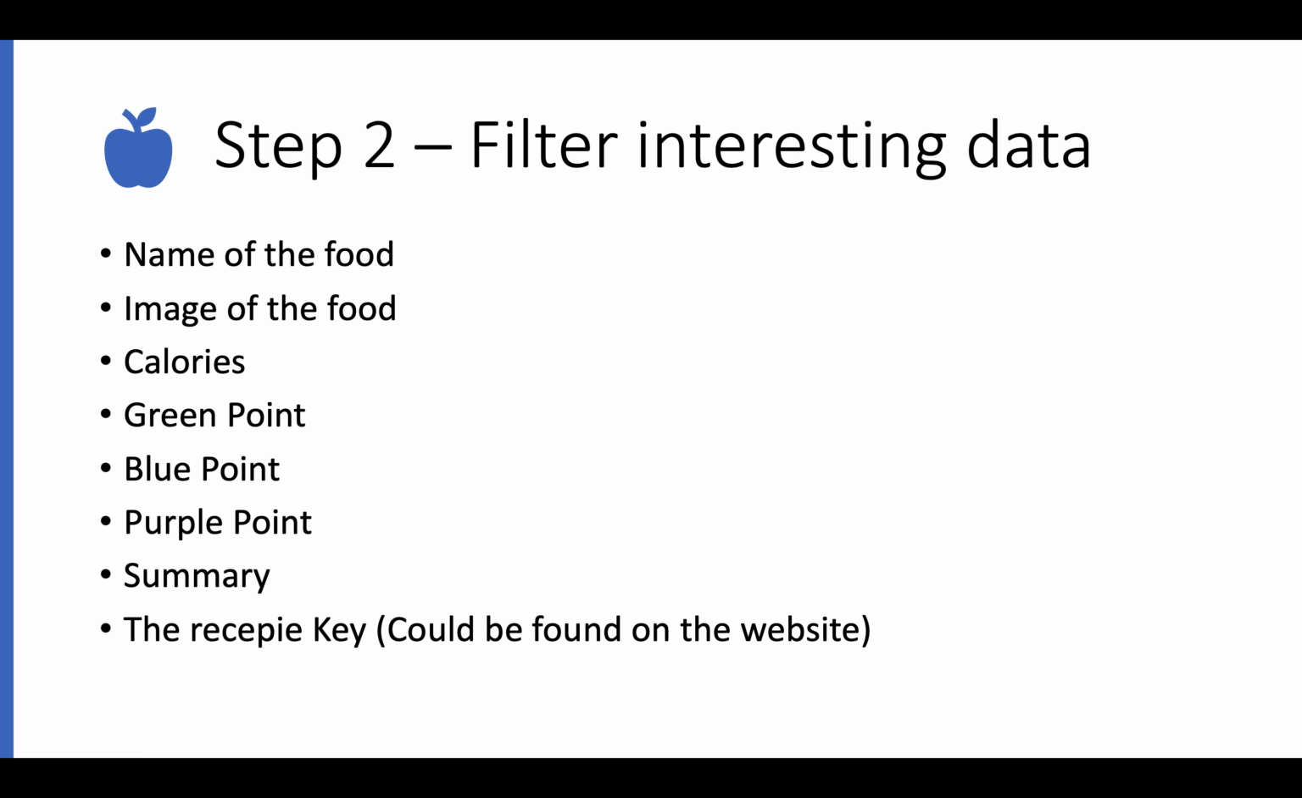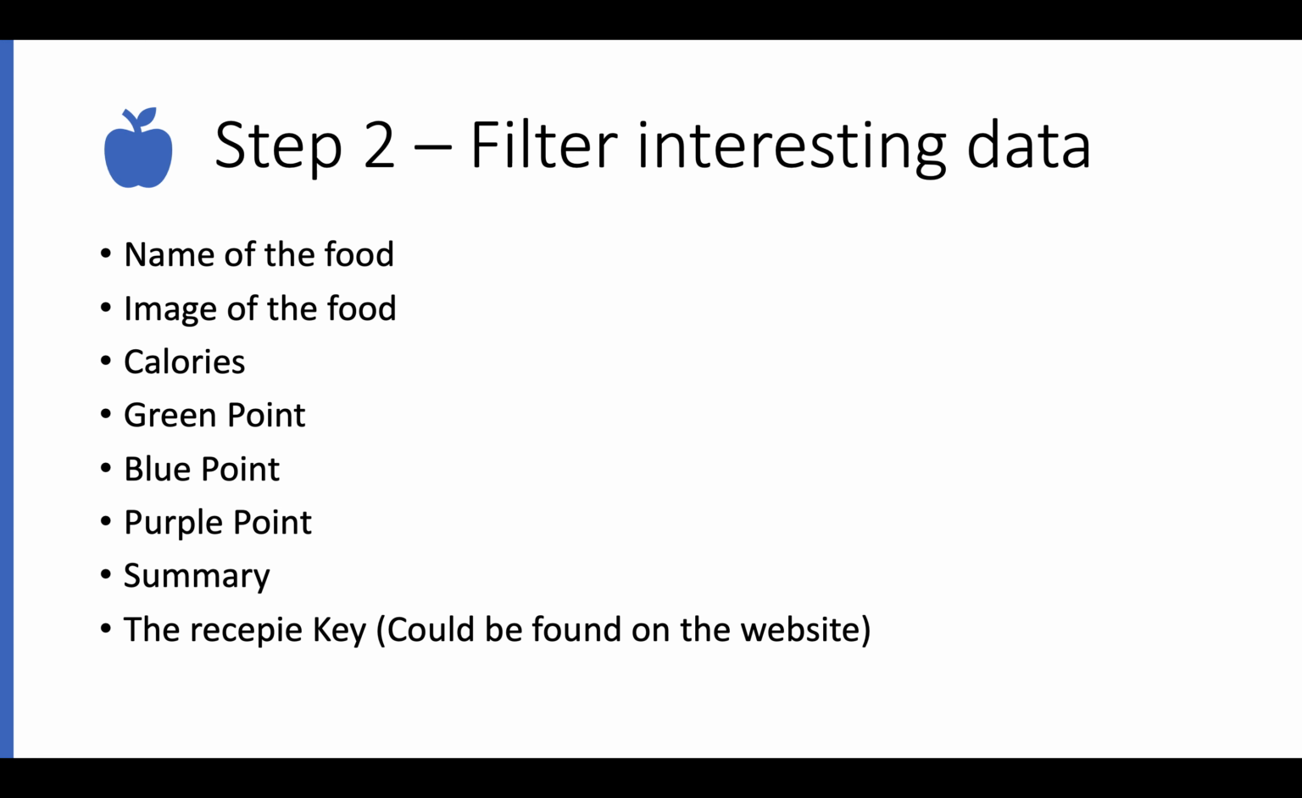So what are we interested in in this scraped data? What we want to collect is the name of the food. In each page there are several posts about different foods. So what I want is the name of the food, the image of that food, the calories of that food, green point value, blue point value, purple point value, summary, and the recipe keys. I'm going to explain each of them separately.